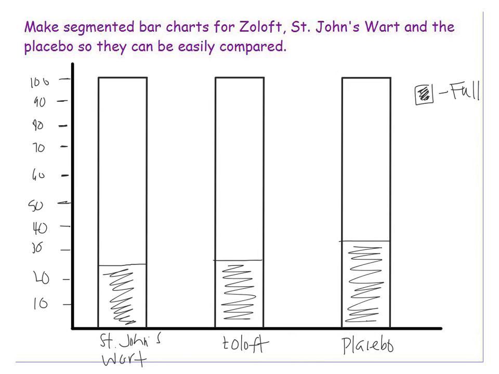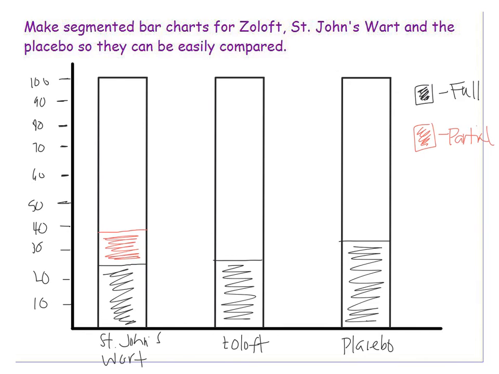Okay, so now I'm going to switch colors. I'm going to switch over to red. This is going to be my partial. Now, here's where we have to do a little bit of work. I'm already for St. John's wort at 24. I need to go up another 14, so that means I have to add them. So 24 plus 14 puts me at 38. So I need to go up to 38 to make my red bar. That's the big difference between a circle graph and these bar graphs, is that you have to add.